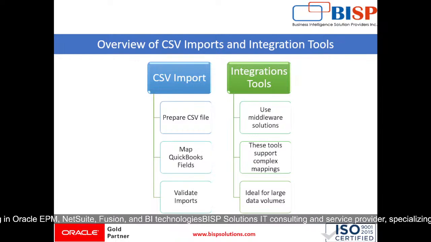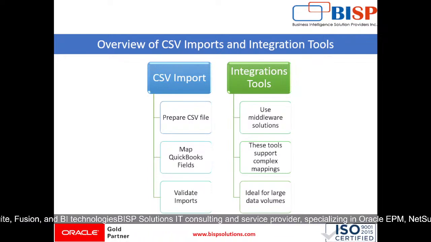Next, we discussed an overview of the CSV format and integration tools. With the CSV format, NetSuite's native import assistant tool simplifies data migration. We will prepare a CSV file for each data category, for example customers, vendors, and transactions. Then we will map QuickBooks fields to the corresponding NetSuite fields during the import process, and validate imports with small data sets before full migration.